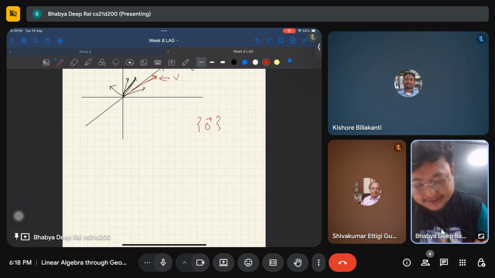Now, what does closure actually represent? What does the closure property represent? It represents linear combination, right?